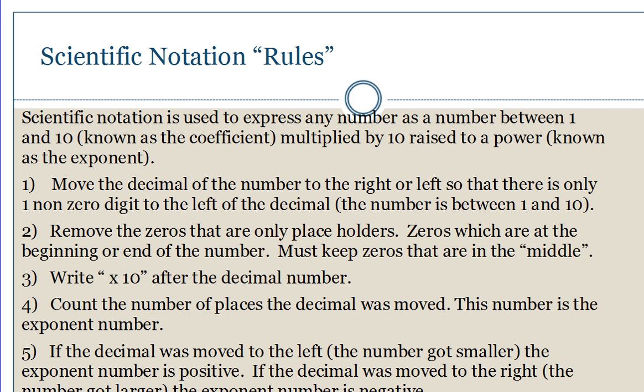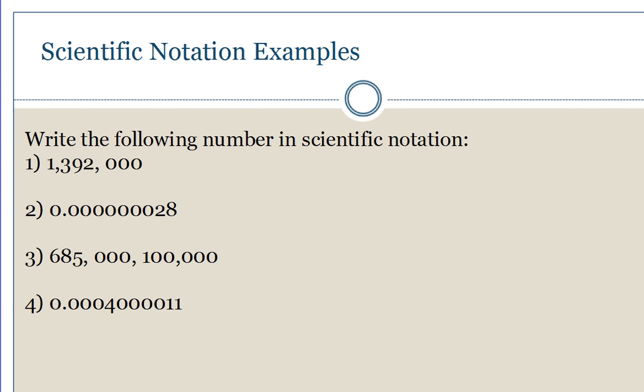Alright, so here are the scientific notation rules. I'm not going to go through these, you can read these on your own, but these will be the steps of the rules that you would follow. But I find it sometimes trying to read all these is just more complicated. Just watch. This should be review. So I want to take this big number, 1,392,000, and write it in scientific notation.